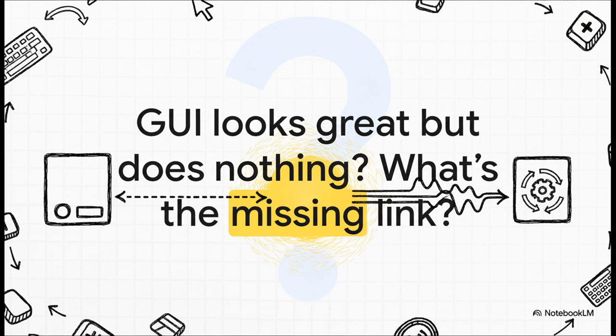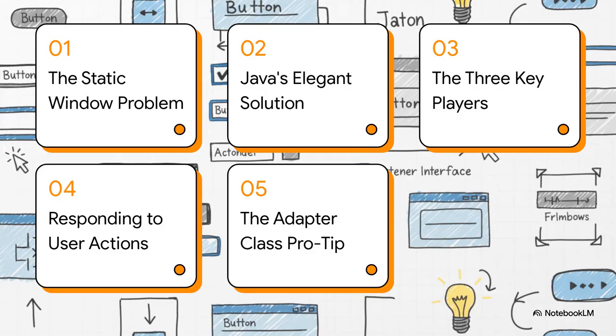So picture this. You've spent hours, maybe days, getting your GUI to look perfect. The buttons are just right, the layout is clean, but then you run it. You click the button and nothing. It just sits there. It's a super common roadblock, right? Well, that missing link, that magic piece that connects a static image to a dynamic app, is exactly what we're going to uncover today.